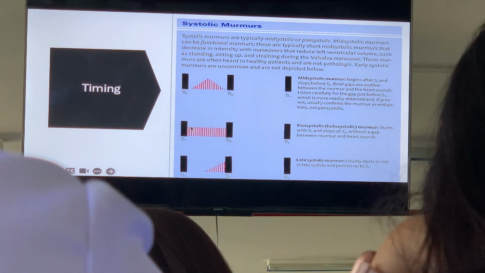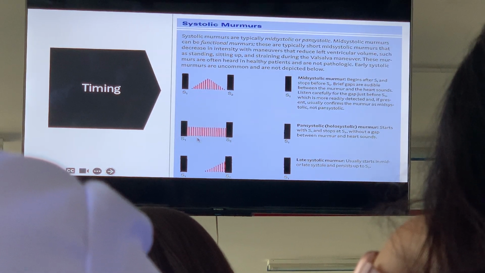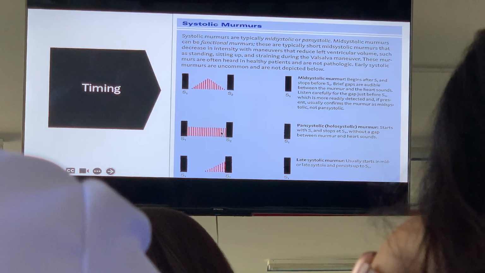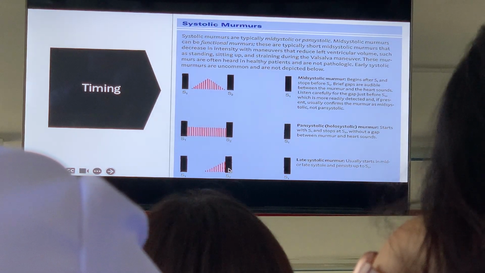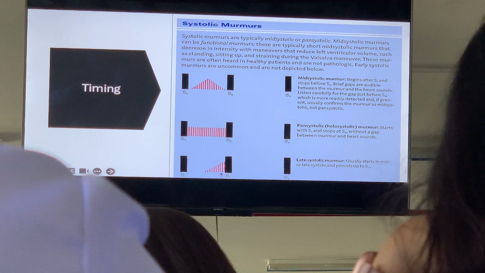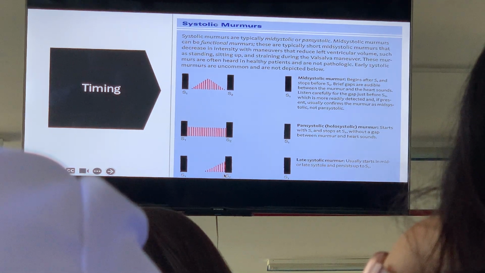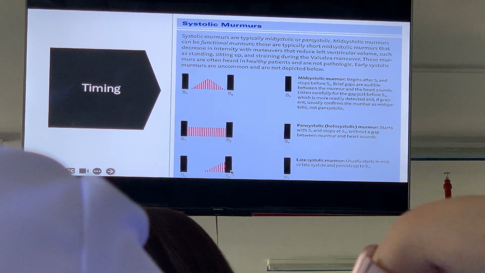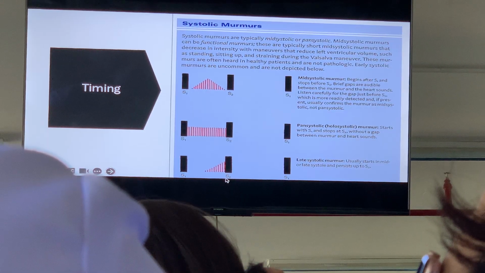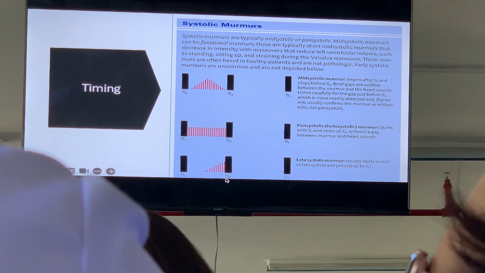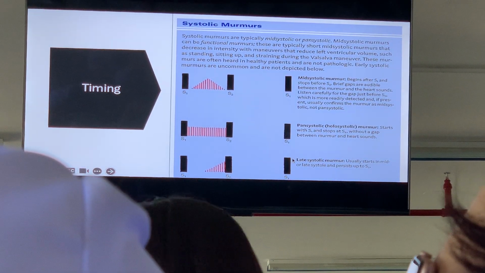If you can hear the murmur from S1 until S2, that's a pansystolic murmur. Okay? And if you hear S1, then there's a gap, and then you hear the murmur before S2 starts, so loud, normal, then a harsh sound before the dub, that's a late systolic murmur.